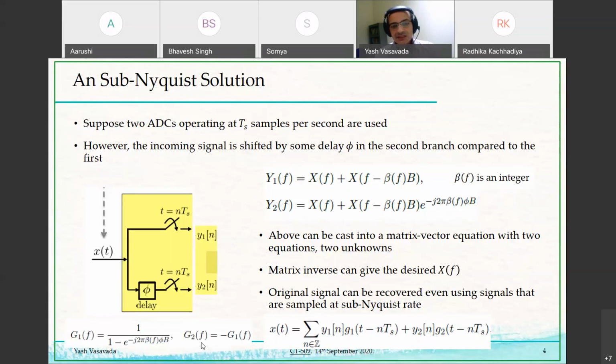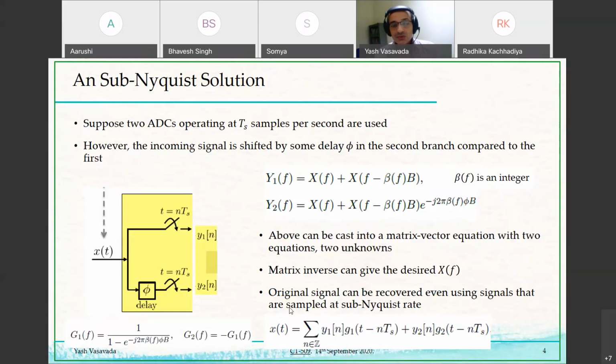This G1f and G2f came out of that matrix inverse operation, which you can do on your own. Once you formulate the problem like this, getting these equations is very simple, very straightforward. And then once you get these operations, you just take inverse Fourier transform, and now you are back to the time domain to perform this filtering operation, and you get the original x of t back. Or if you want x1 and x2, they are also present here.